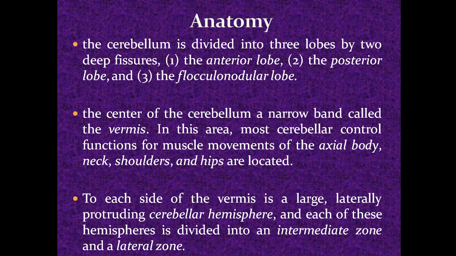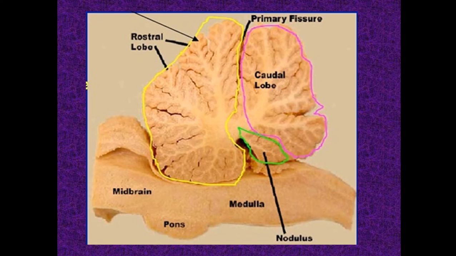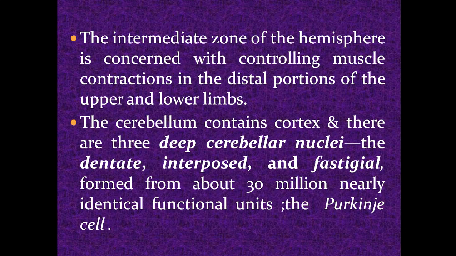Anatomically, the cerebellum is divided into three lobes by two deep fissures: the anterior lobe, the posterior lobe, and the flocculonodular lobe, so that it is three parts. This is from a cross-sectional view. This is the anterior lobe, and this is the primary fissure, and this is the posterior lobe or caudal lobe, and this is the flocculonodular lobe. This is from a cross-sectional view.